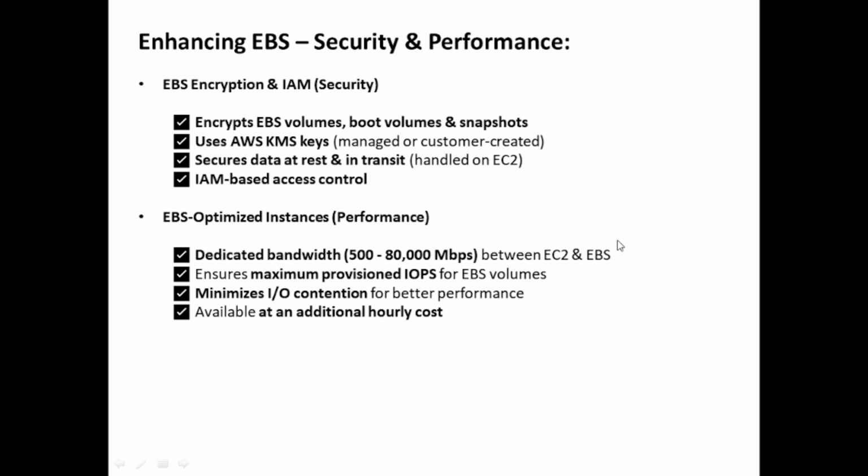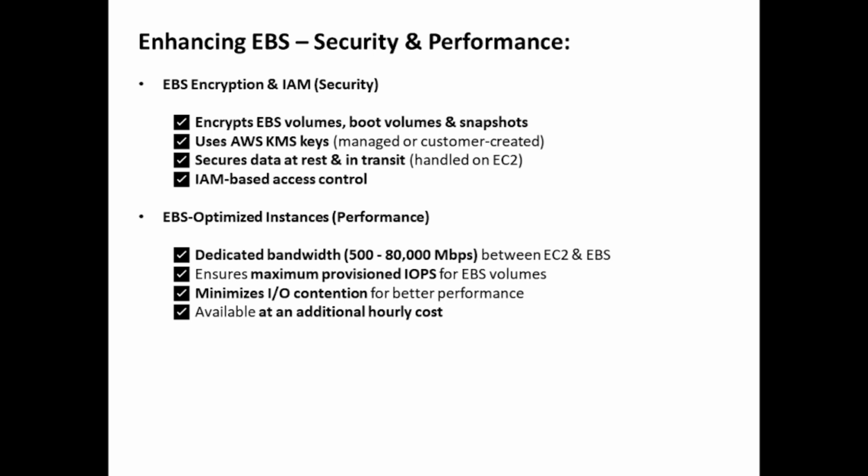Now let's take a look at how we can enhance the security and performance of our EBS volumes. As we have already discussed, we can encrypt our EBS volumes using AWS KMS keys. Thereby, we can secure our EBS data both at rest and in transit. We can also implement IAM based access control to protect our EBS volumes.